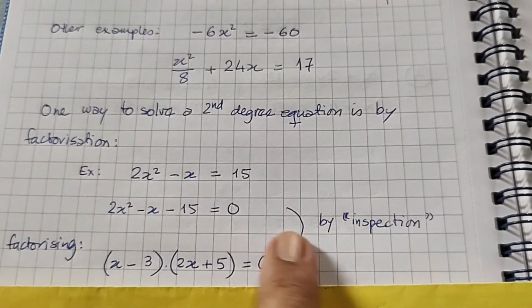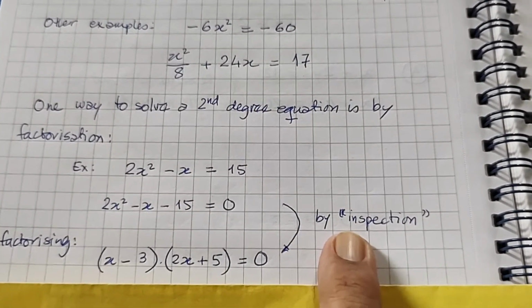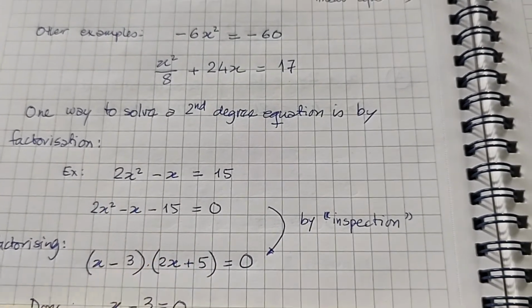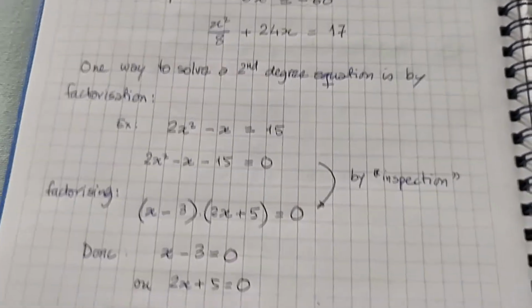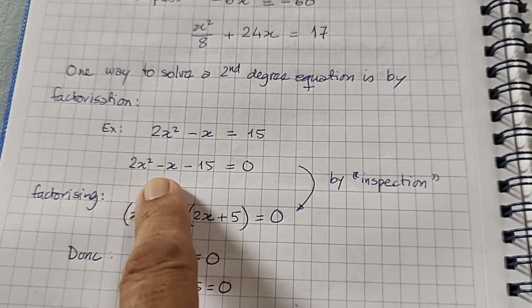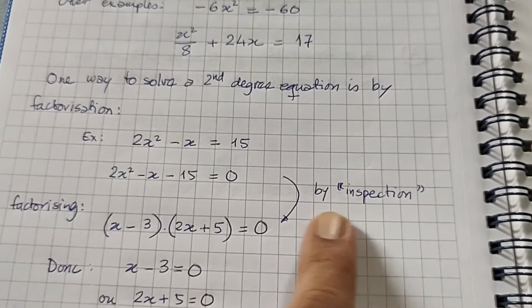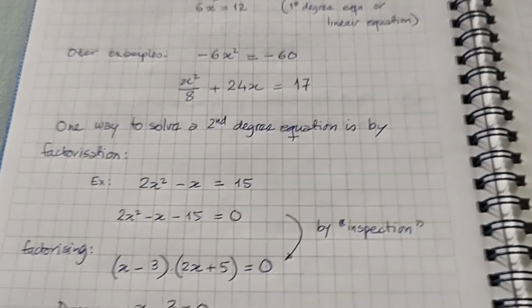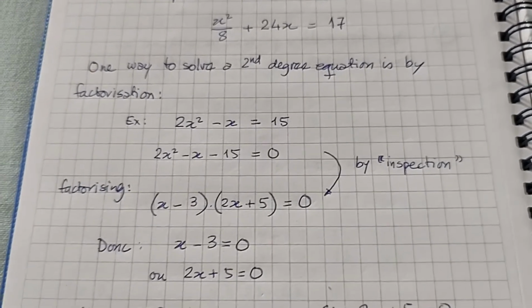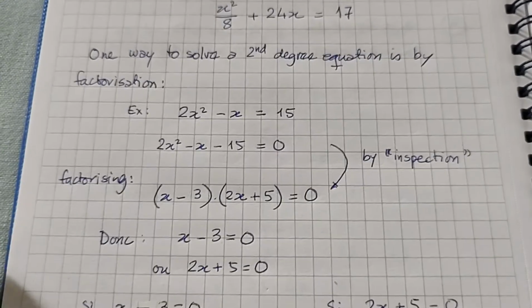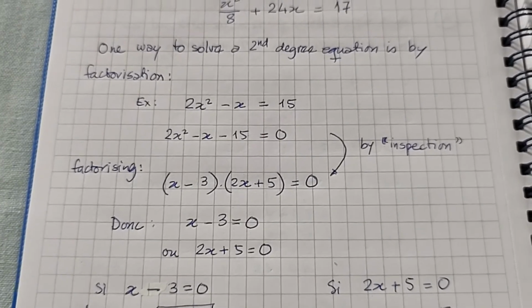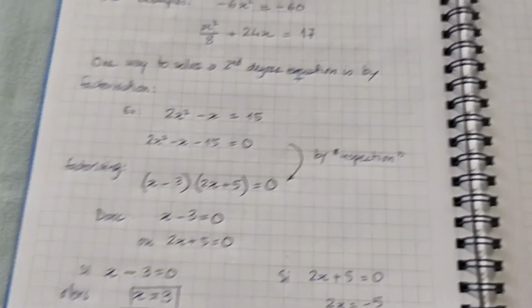So factorizing by inspection, this is a technical term, is very, very difficult, and except for very simple second degree equations, it's almost impossible to factorize. So this is not a guaranteed solution to a random equation that you have to solve. There is no way you will be able to factorize it.